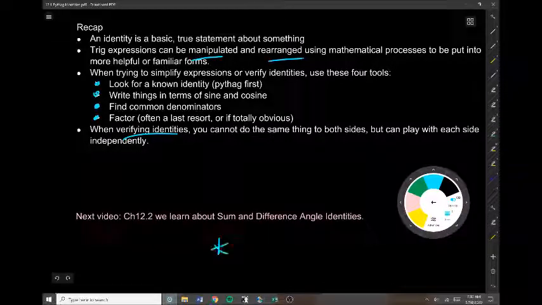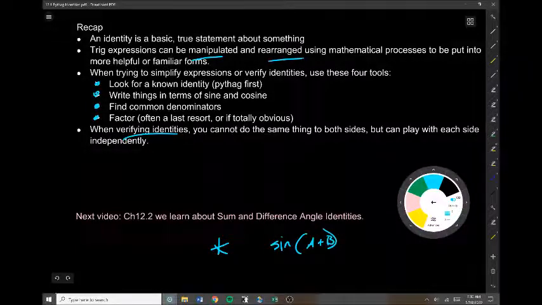Next video, we talk about sum and difference formulas. What happens if you have an angle plus an angle inside of a function? See you then.